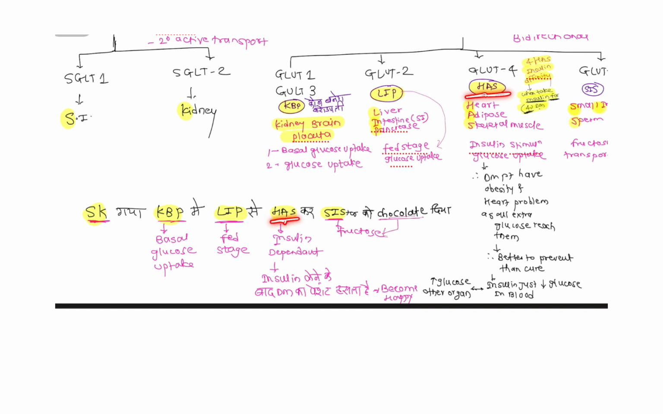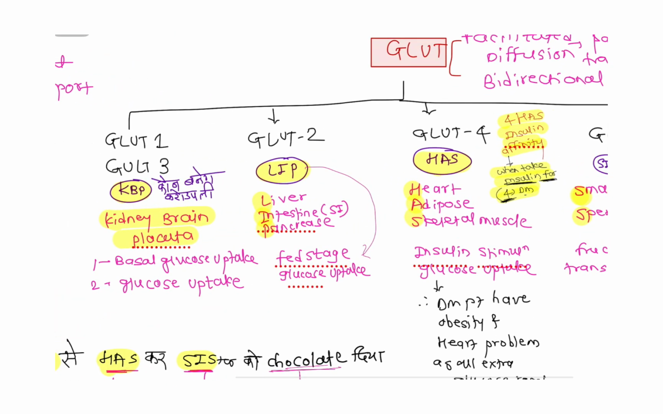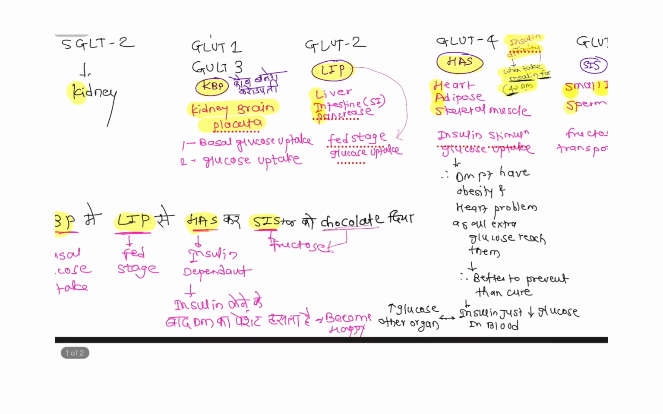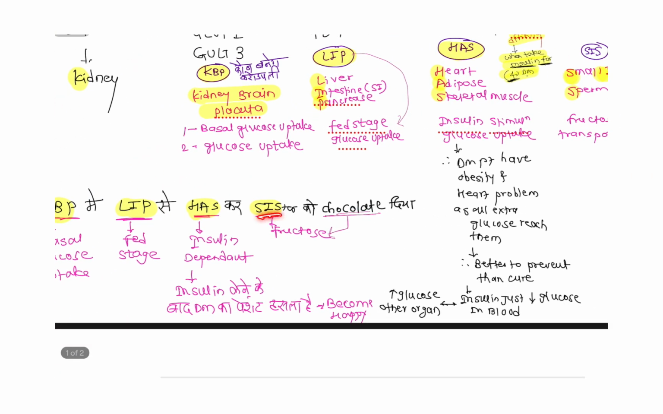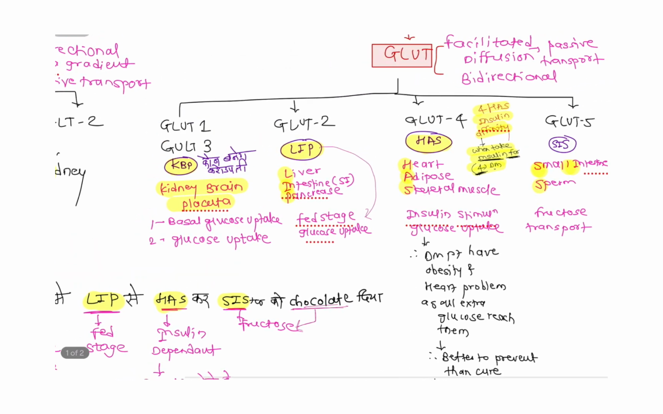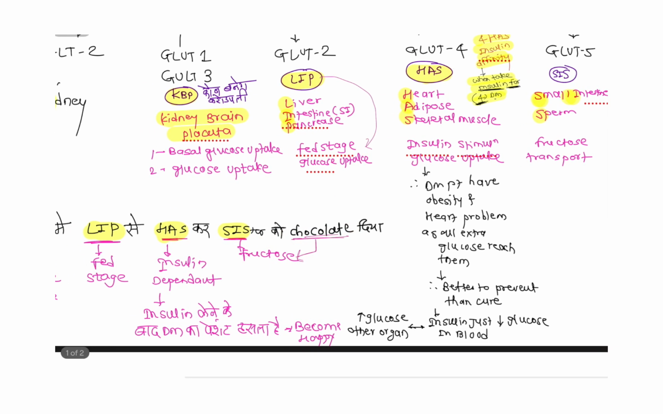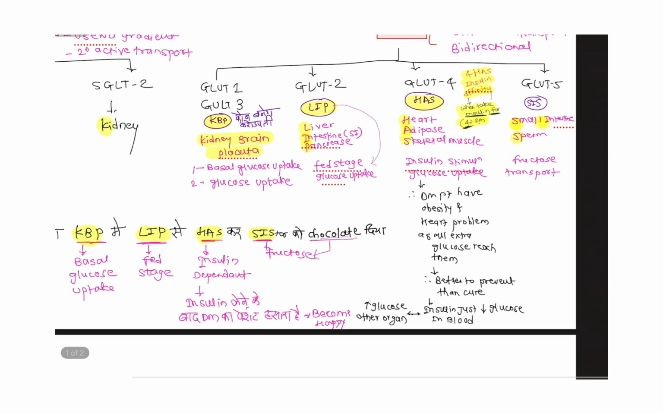Now Husker, HUS means HAS: heart, adipose tissue, and skeletal muscles. These are insulin dependent, because I have already told you that GLUT4 has insulin affinity. Sister means SIS: small intestine and sperms. And chocolate, what does chocolate contain? Fructose, that's why sister is your fructose transporter.